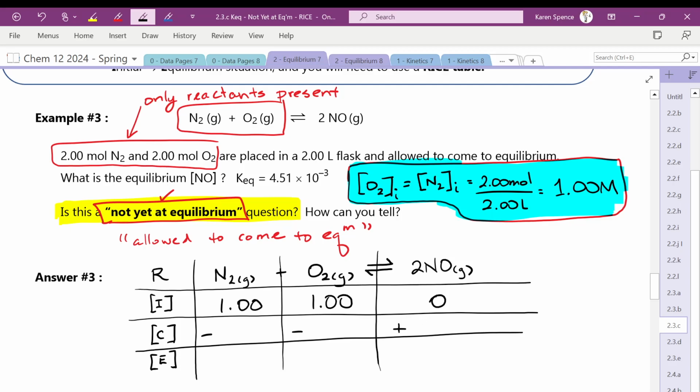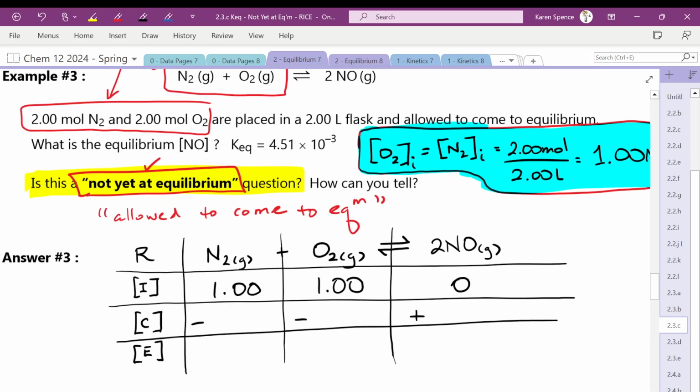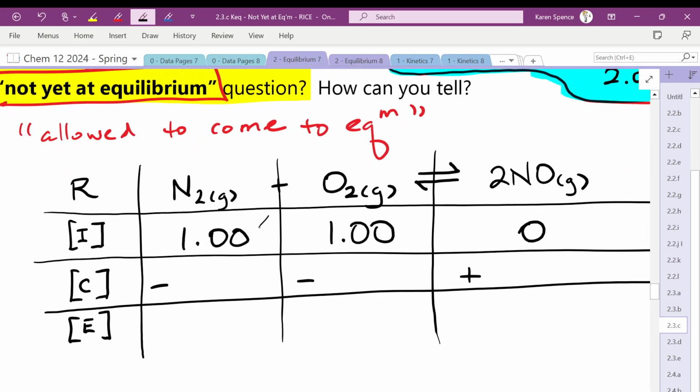Now you might find that you get to this point and you're like, I've got these changes here. I know that these two are going down because I have some, and over here I have none. So the side that has none has to go up, and the side that has some has to go down. But unlike the other questions we've done where we had an equilibrium value, do we have any equilibrium values here? No.